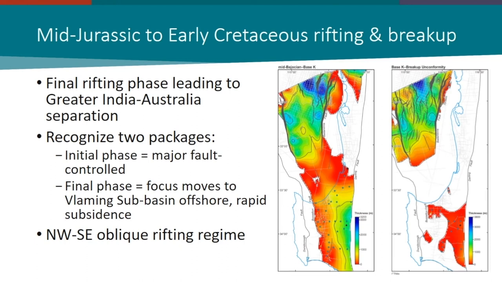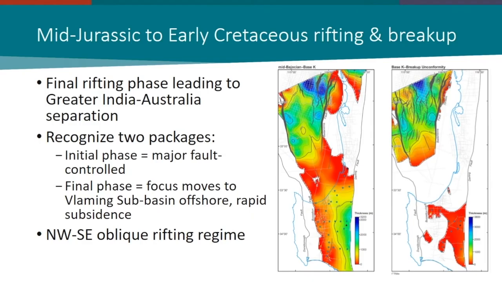The thickening pattern of the mid-Jurassic to base Cretaceous isopack on the left suggests the Darling Fault accommodated much of the strain in the southern end of the basin, and to the north its throw was transferred onto the Ballymena Fault system and offshore Bustleton Fault, allowing an equally thick package to be deposited in the Vlaming subbasin. The base Cretaceous to break up unconformity isopack on the right shows that at the onset of the Cretaceous the focus of rifting shifted almost entirely to the Vlaming subbasin, with rapid subsidence allowing a thick pre-breakup lower Cretaceous section to be deposited here in a very short time.